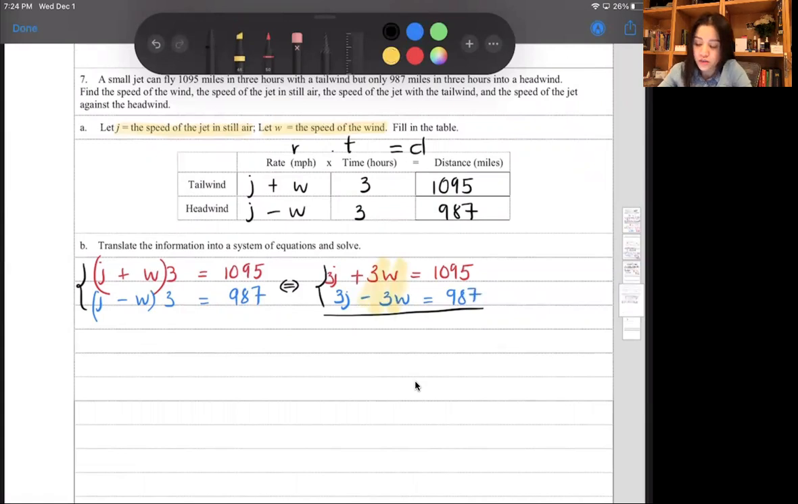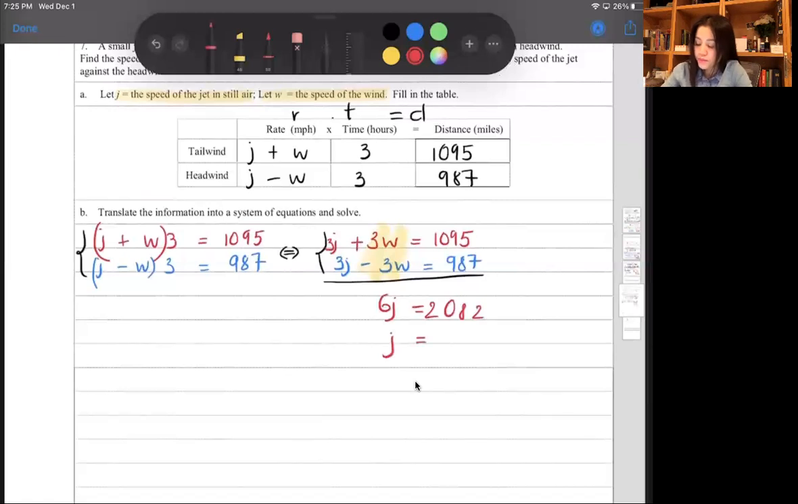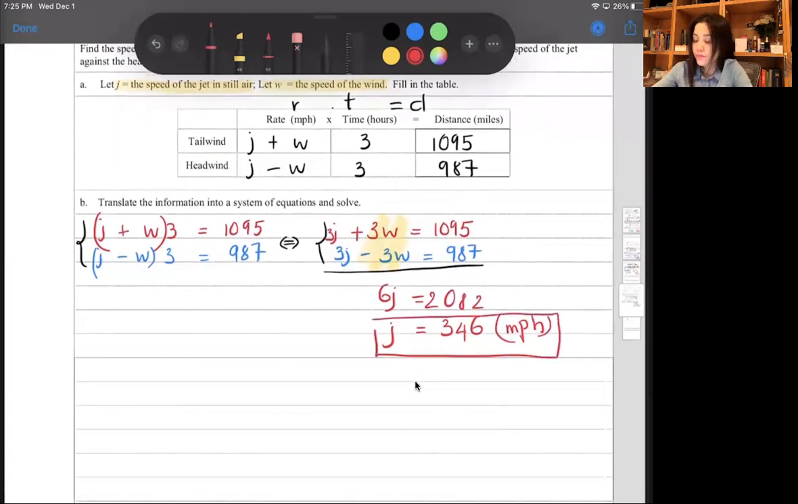3W and minus 3W cancel. 3J plus 3J is 6J equal 1095 plus 987. So 5 plus 7 is 12, and the total is 2,082. Divide both sides by 6. J equals 20 divided by 6 is 3, 28 divided by 6 is 4, 42 divided by 6 is 7. Sorry, 7. So 347 miles per hour. That's the speed of the airplane in still air, right?